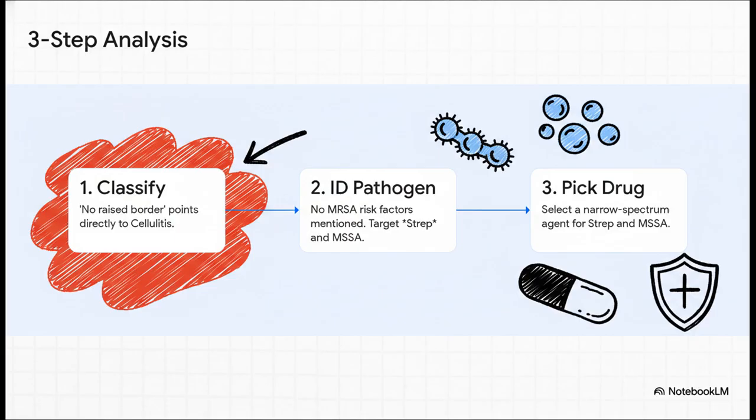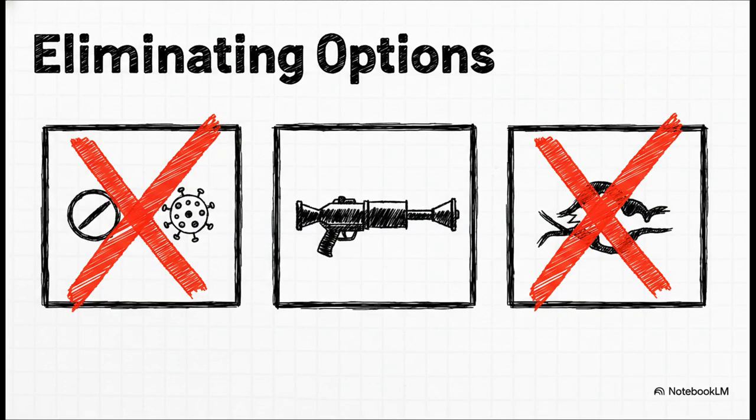Okay, step 1, classify. That no raised border description is screaming cellulitis. Step 2, identify the pathogen. There's no mention of pus or any other MRSA risk factors, so we're targeting the usual suspects, strep and MSSA. And finally, step 3, pick the drug. This means we need a narrow spectrum agent that's going to hit both of those bacteria hard. Using this logic, we can just start knocking out the wrong answers.